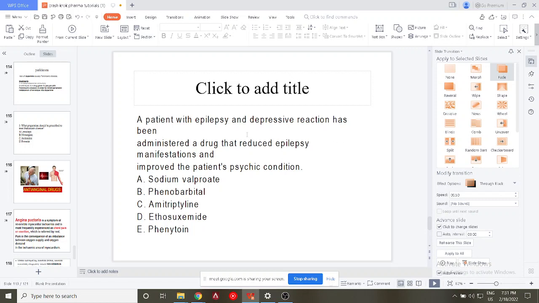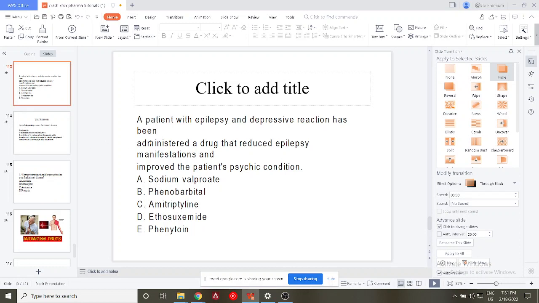A patient with epilepsy and depression reaction has been administered a drug that reduced epilepsy manifestation and improved the patient's psychic condition. Is it sodium valproate? Yes, that's correct.